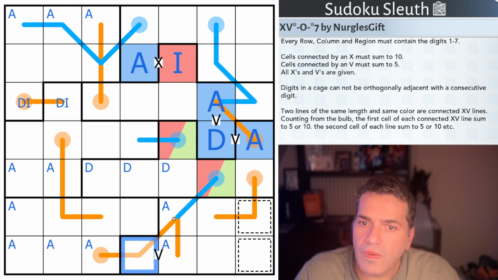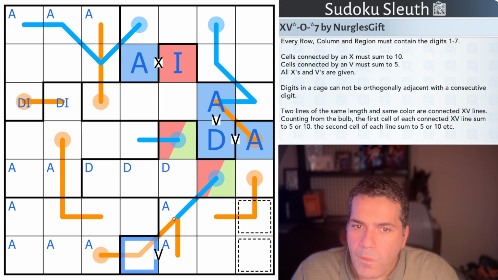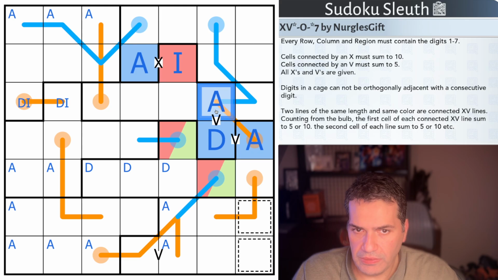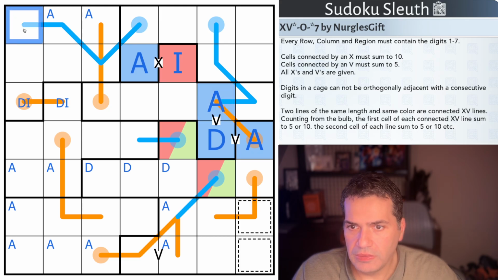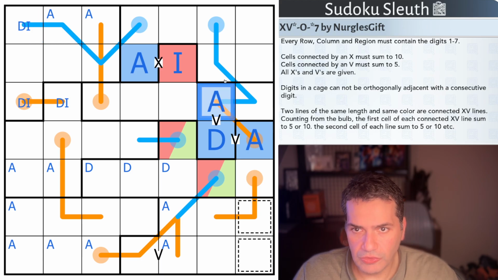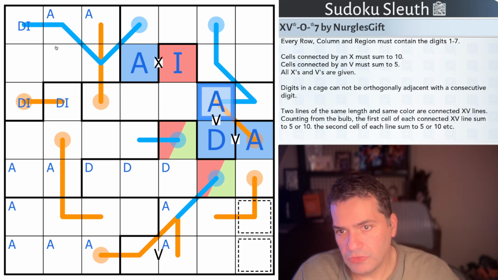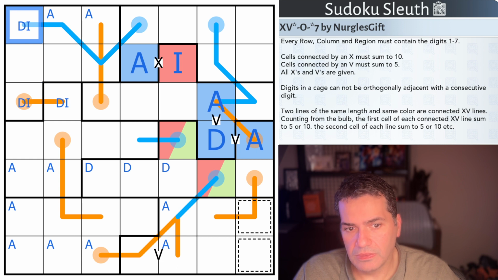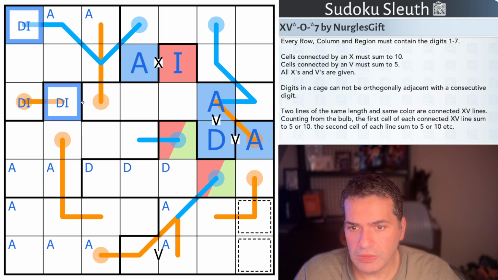Don't know. This being A, of course that is not A. This is now another D or I to partner up with this A, since it's the fourth cell on the blue line. So I end up with a DI pair. Sometimes I find having an extra color is helpful because, you know, these two are the same clearly.